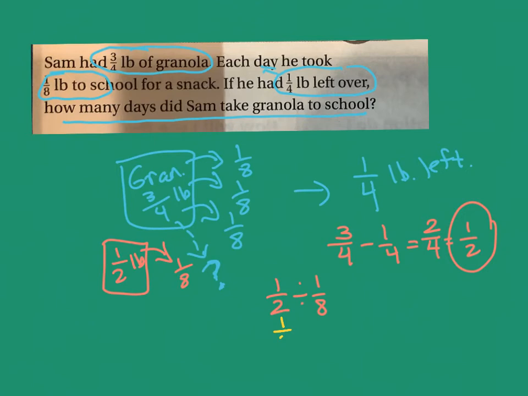Keep, change, flip, cross reduce if you can. Well, here obviously I can't, but here I can. 2 divides evenly into both of them, once into that and 4 times into that. Multiply straight across. 1 times 4 is 4. 1 times 1 is 1. 4 days he was able to take that amount of granola to school.